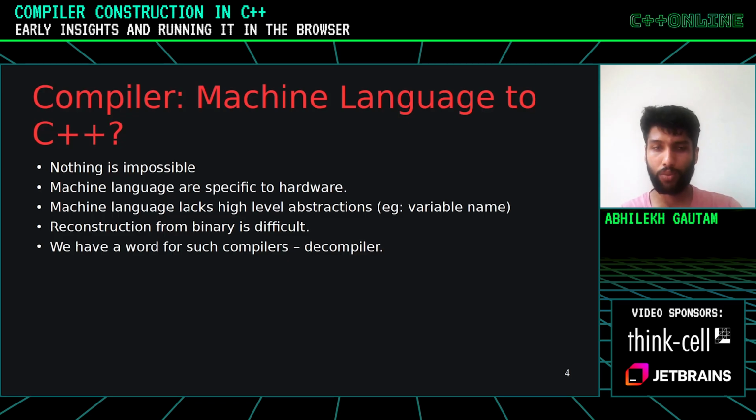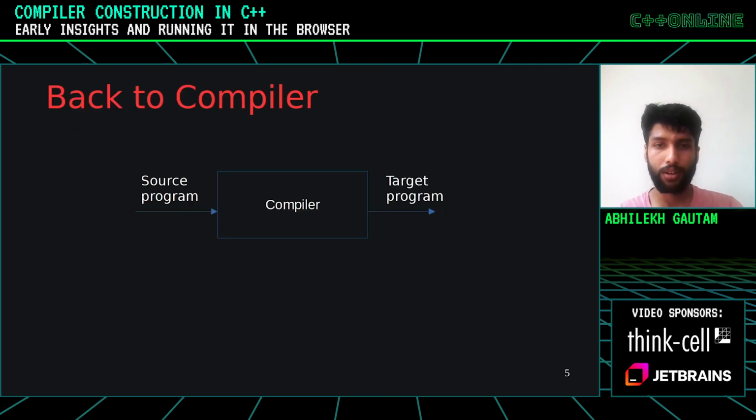But we have a word for such compilers, and we call them decompilers, and they are mostly used in reverse engineering tasks. Yeah, so this is it about the compilers. Now going back, so far what we did is we looked at a compiler as a black box. It just takes in a source program as an input and outputs its equivalent target program, right?